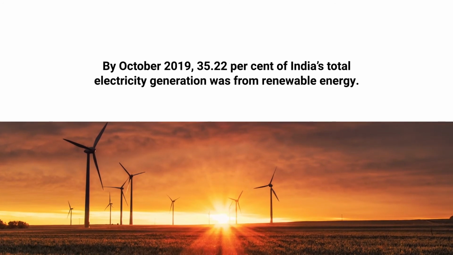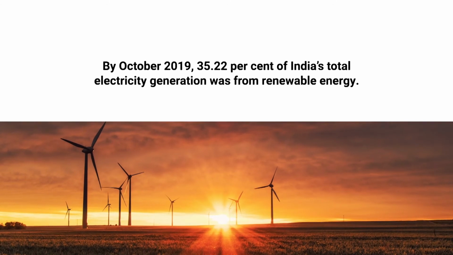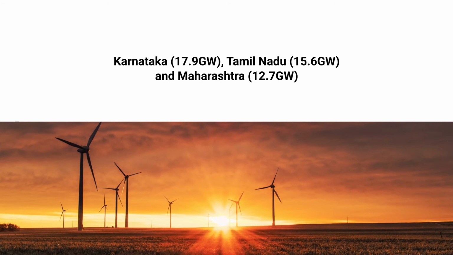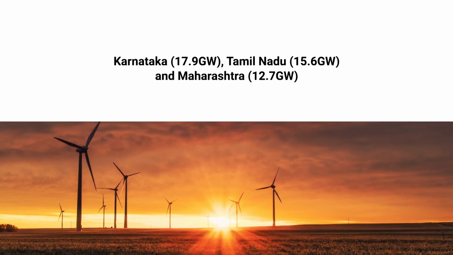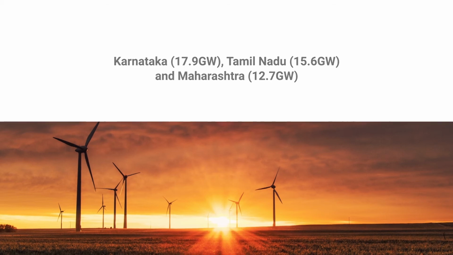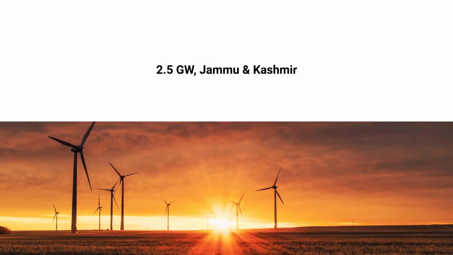Our progress can be looked into our share of renewable energy under this goal. By October 2019, 35.22% of India's total electricity generation was from renewable energy. 35.22%. Karnataka, Tamil Nadu, and Maharashtra led the country in the generation of power from renewable energy with production capacities of 17.9 gigawatt, 15.6 gigawatt, and 12.7 gigawatt respectively. With power generation close to 2.5 gigawatt, Jammu and Kashmir lead the union territories in the generation of renewable power.